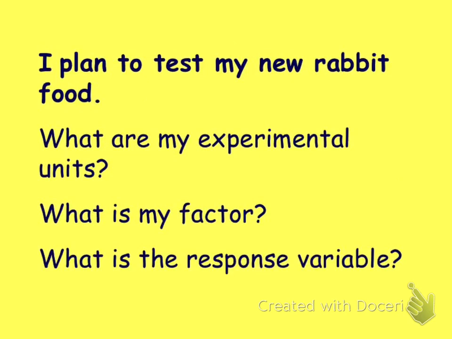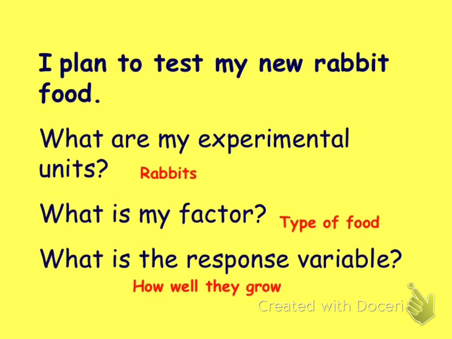So I plan to test my new rabbit food. What are my experimental units? The rabbits. My factor is the type of food. And I guess we have found out that we're going to measure how well they grow. So we can measure their height and weight, something like that. And so response variable is like the data that you're collecting at the end. So after I've given them the treatments, after I've fed them the types of food that I am trying to test, then I'm going to measure how well they grow.